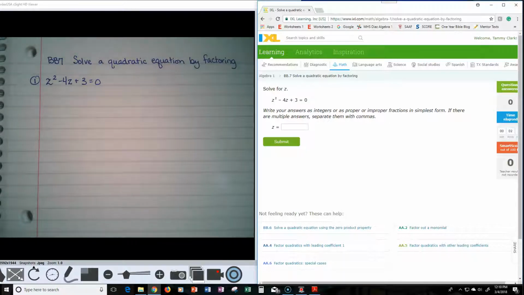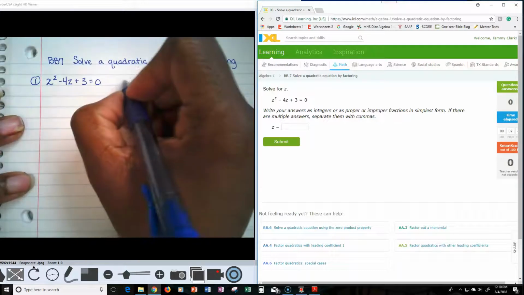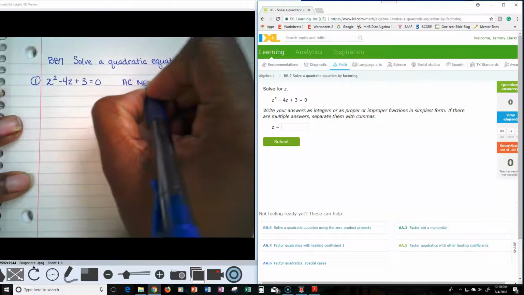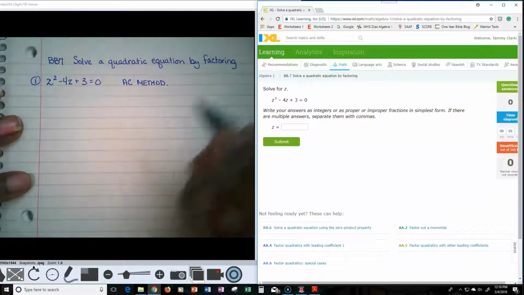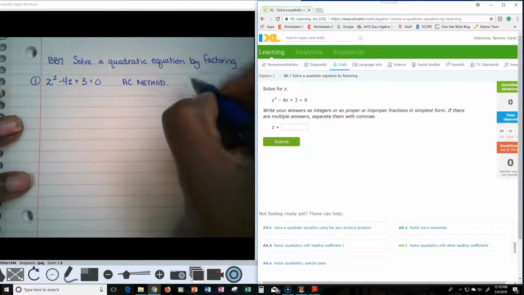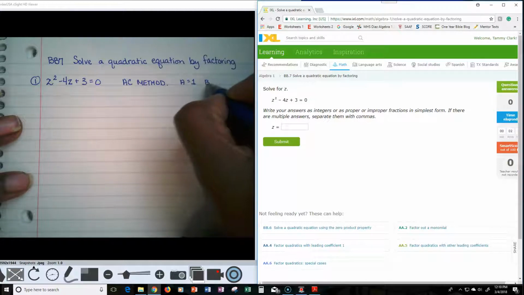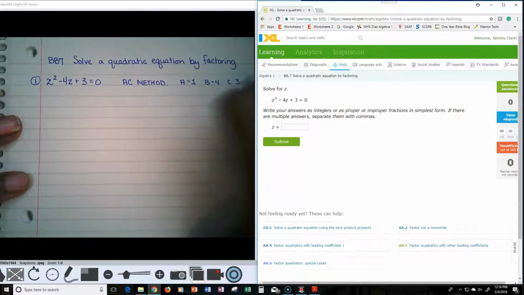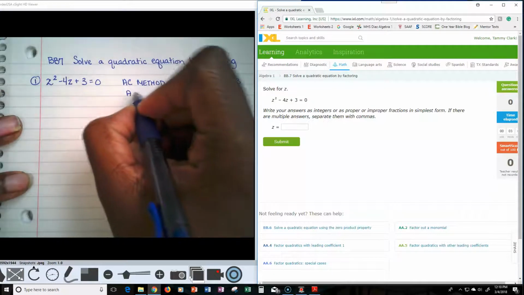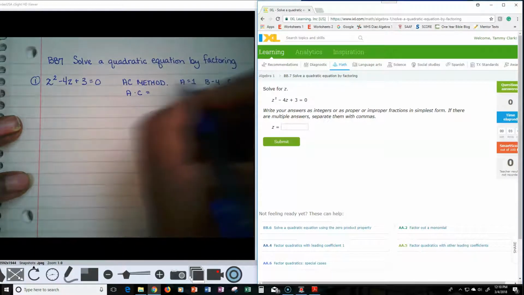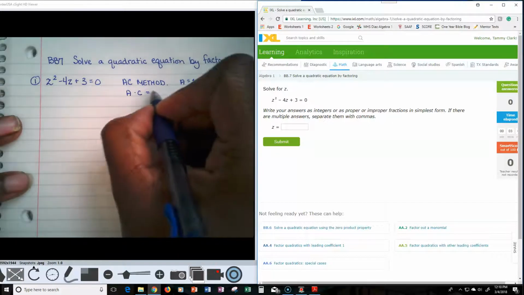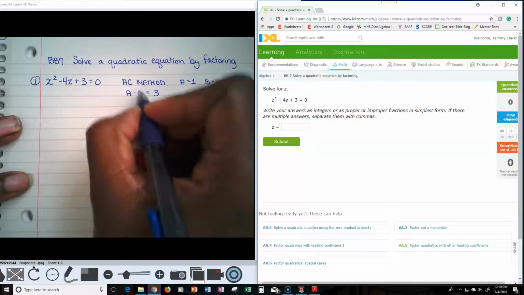So first things first, we want to think about what numbers to multiply and what numbers to add. So we're going to use the AC method. The AC method just basically says that you're going to determine what your A is. It is 1. Your B is -4. And your C is 3. So we're going to take A multiplied by C. So 1 times 3 is 3.